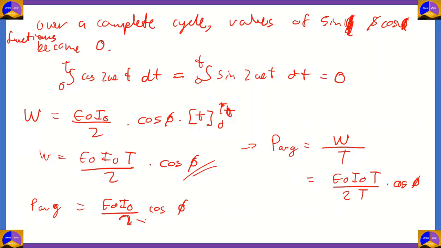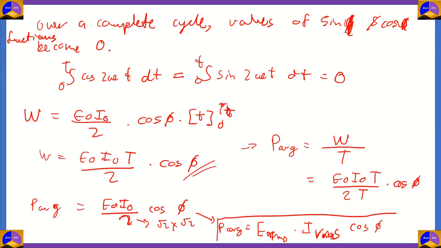So the 2 can be written as root 2 times root 2. Therefore the average power can be written as the product of the RMS values of both the EMF and the current, so the ERMS and IRMS. ERMS times IRMS times cos phi gives you the value of the average power, where cos phi is referred to as the power factor, and the product ERMS times IRMS is apparent or virtual power. So this is how you can find out the power in an AC circuit.